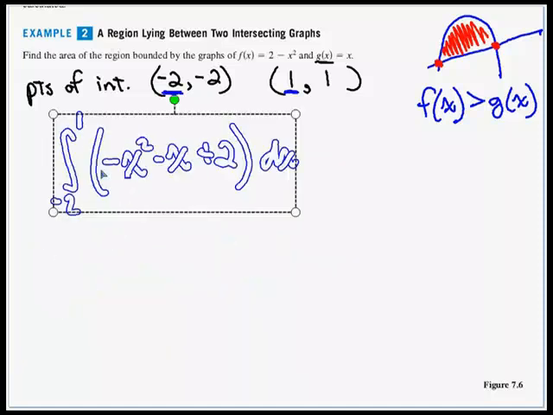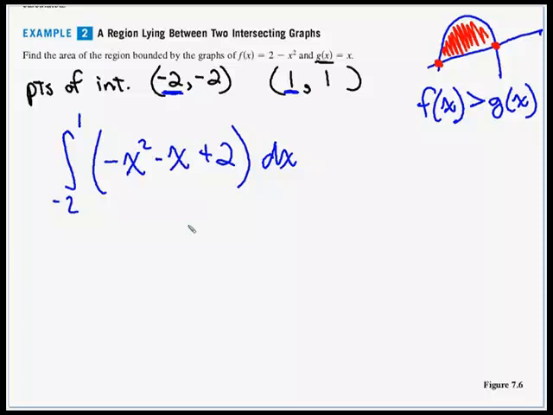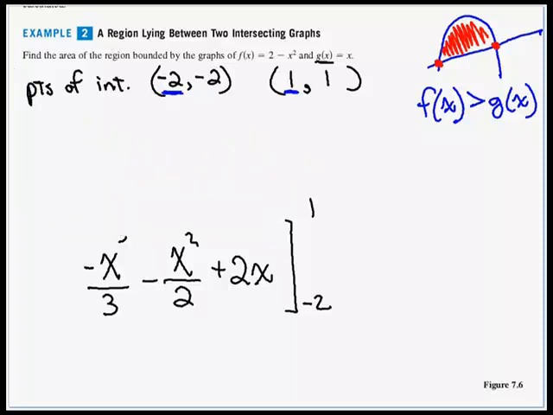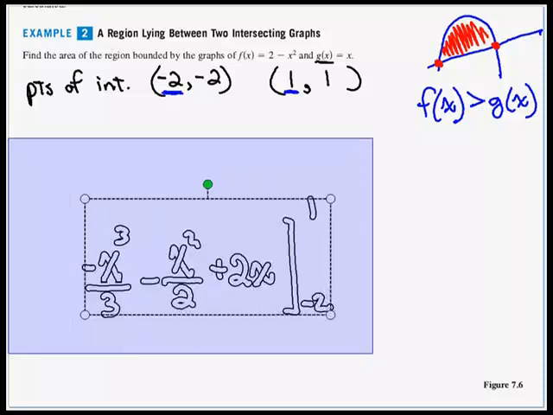So this will be a nice easy integration. Raise the power by 1, divide by the new power. So here this is going to become negative x to the third divided by 3, minus x squared divided by 2, and then plus 2x, and we will evaluate from negative 2 to 1. The bad thing about this problem is our lower limit is not 0, so we're actually going to have to evaluate both and then combine a bunch of fractions.